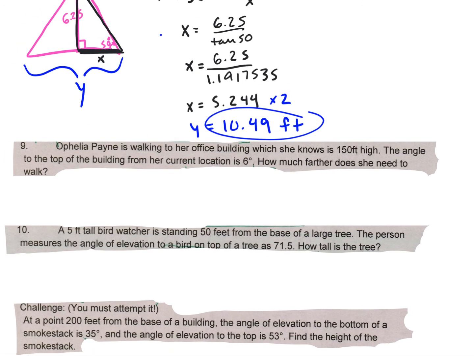So Ophelia Payne is walking to her office building, which she knows is 150 feet high. The angle to the top of the building from her current location is 6 degrees. How much further does she need to walk? So here is our triangle. She's 150 feet high. This is 6 degrees.